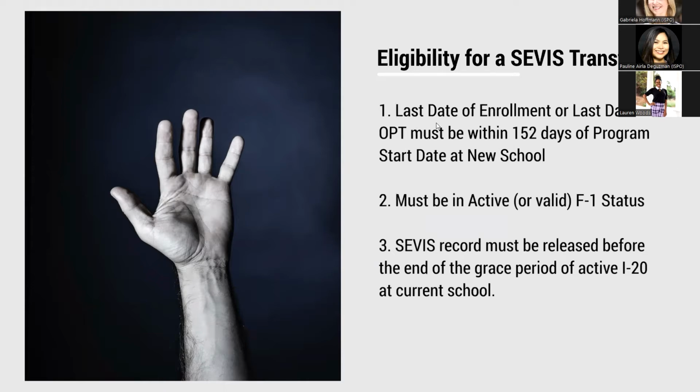Number one is your last date of enrollment or your last date of OPT must be within 152 days, otherwise known as 5 months, of your program start date at the new school. We'll do some demonstrations regarding your own timeline so you can better understand this. But essentially, your start date here at UC San Diego cannot be more than 5 months from your last day of enrollment or last day of OPT.